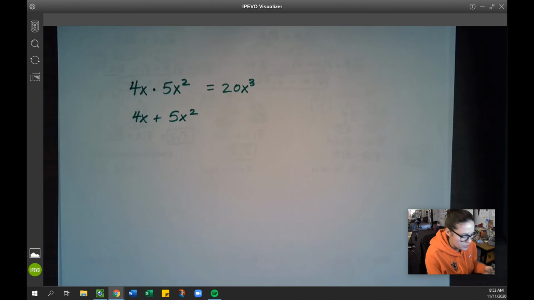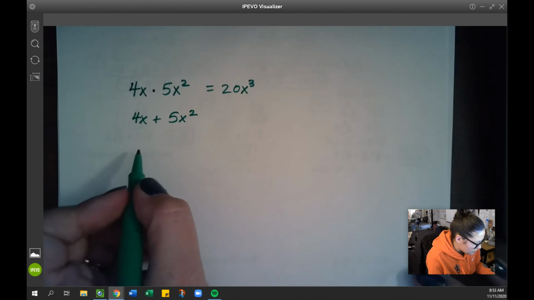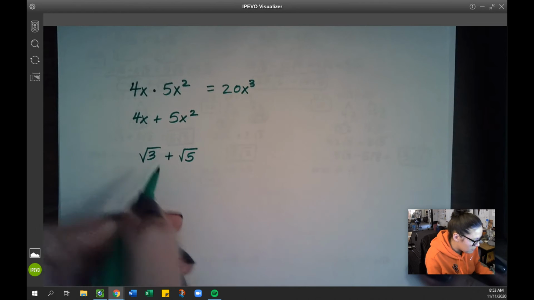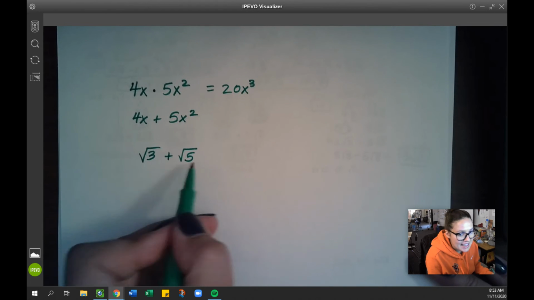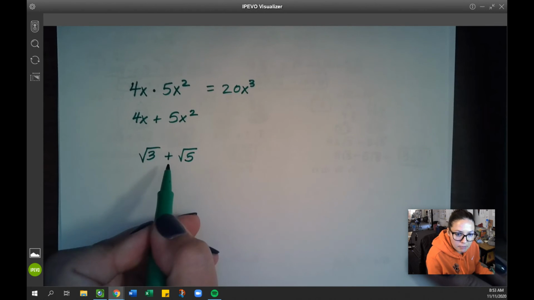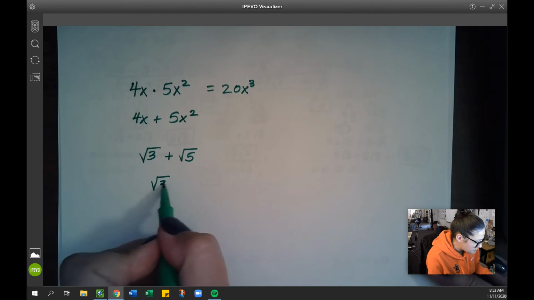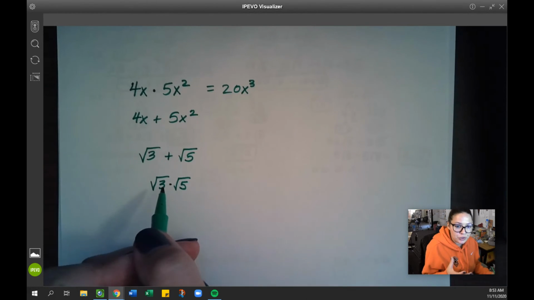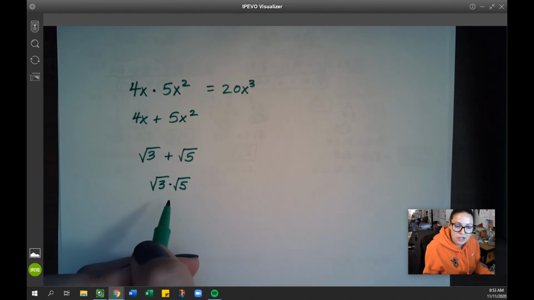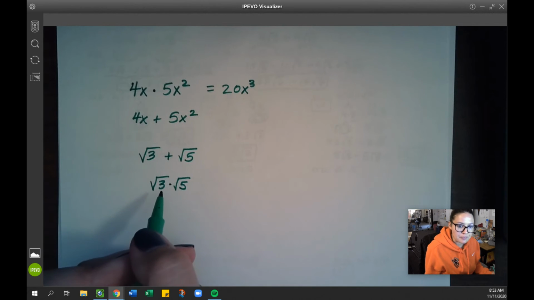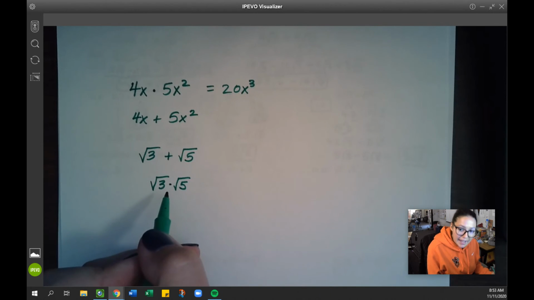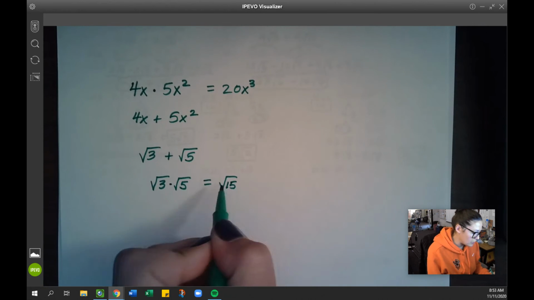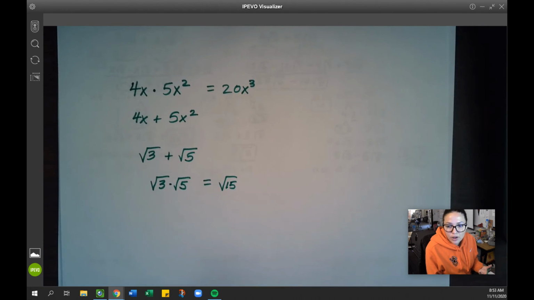The same rule applies for radicals. So for example, if I have the square root of 3 plus the square root of 5, we just talked about how we cannot combine those together by addition. However, if I am multiplying them together, now it's a new operation, and we're going to treat them differently. And when we're multiplying, we can actually combine them together, and it does become the square root of 15, just like you think it would.